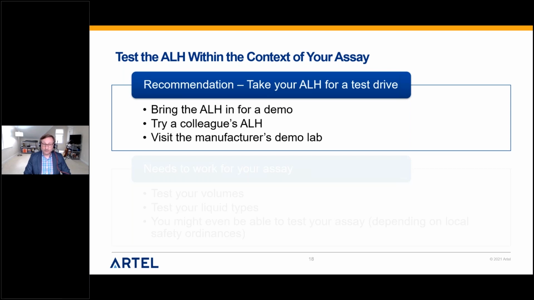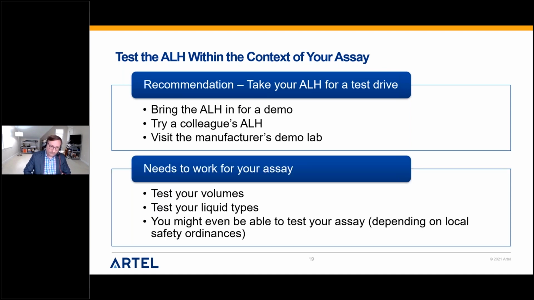And then probably 90% of the manufacturers out there have a demo lab that you can visit. Most of them want you to come and visit, and then you can go ahead and take a test drive. Because a lot of these bigger, more expensive systems, they're difficult to ship out just for a demo. So that's why they have these demo labs, so you can go and visit.